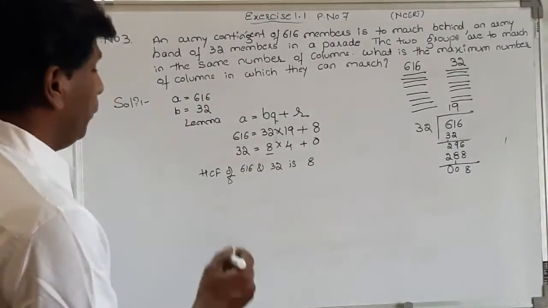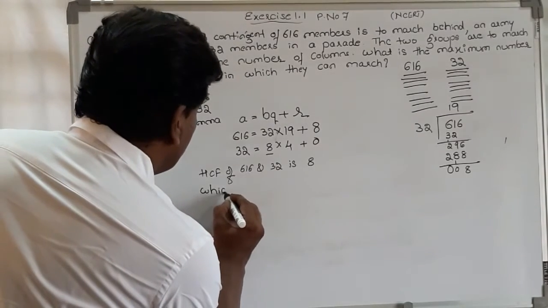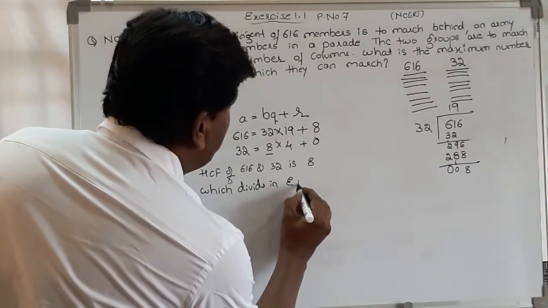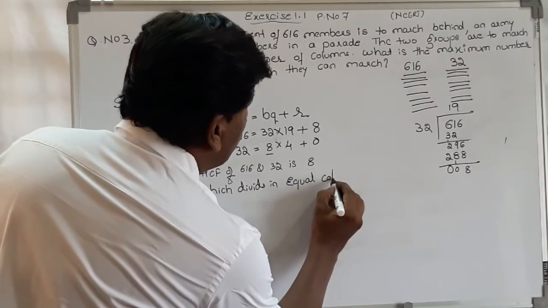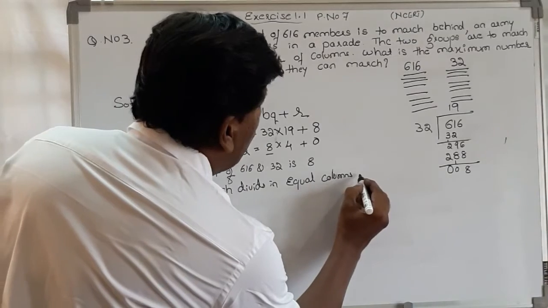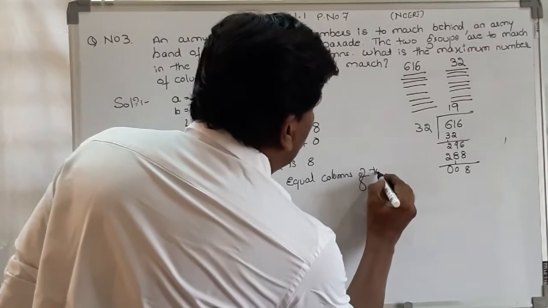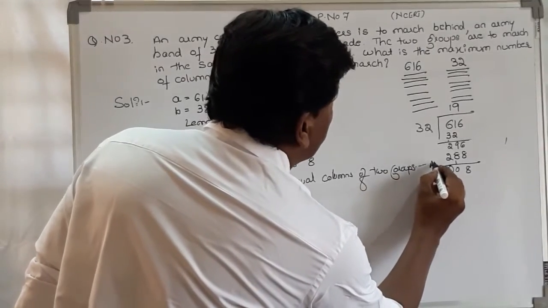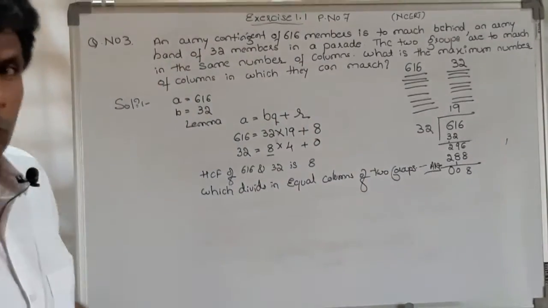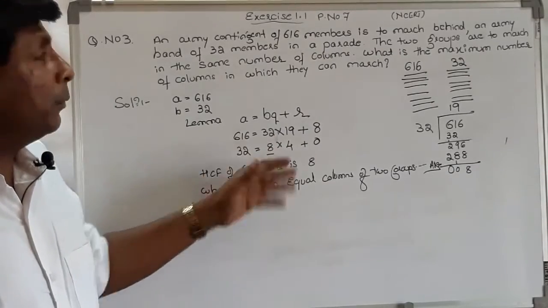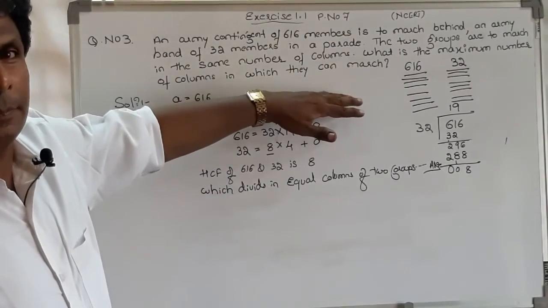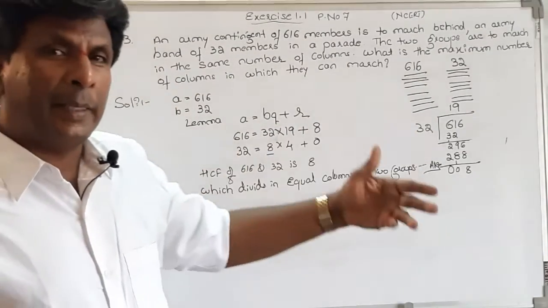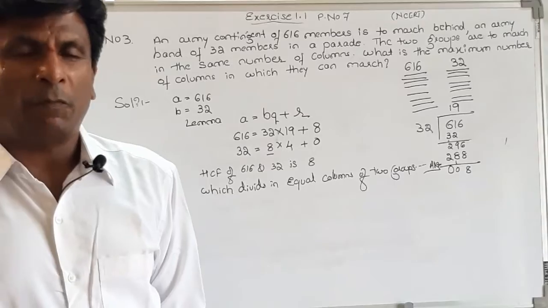So we have to say that this is the number which divides the two groups into equal columns. This is the answer, friends. Question is very easy, but we have to understand this. So let us go to the next video. Till then, best of luck, friends.